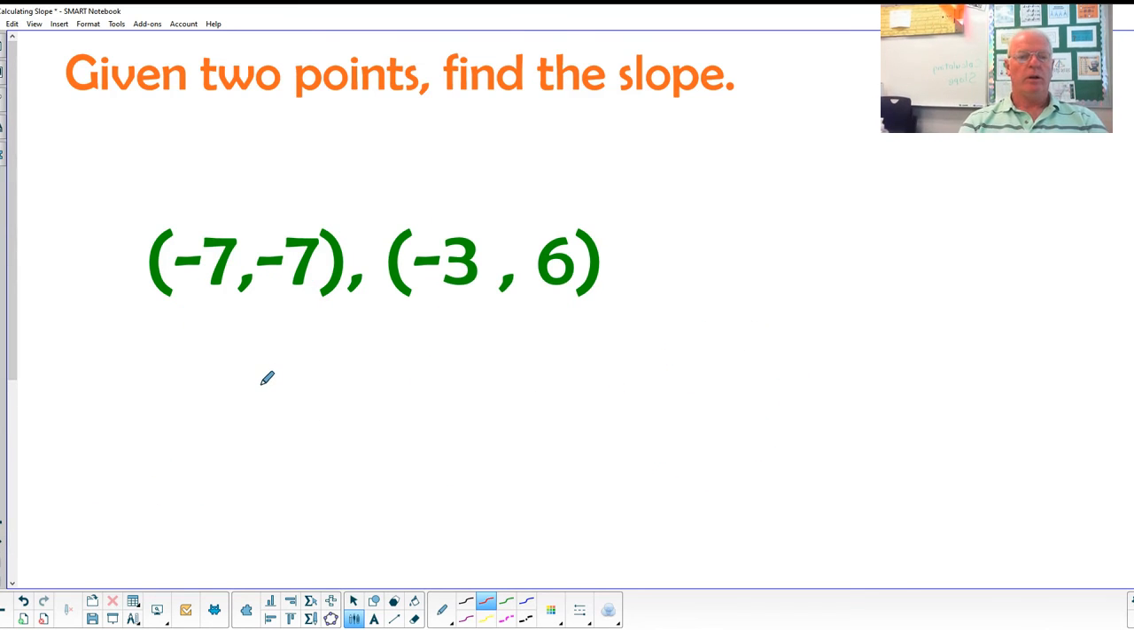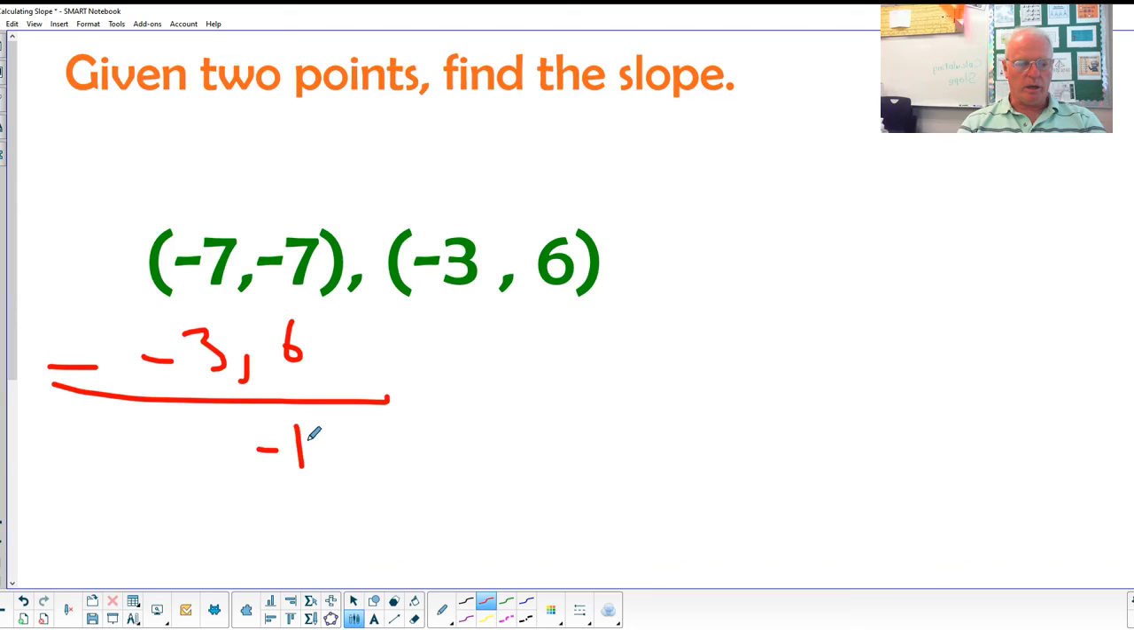Hey, that's pretty straightforward. Okay, let's do the stack them and subtract them on this one. So we'll call this our first point. Let's put negative 3 here and 6 here. We're going to subtract our points. So negative 7 minus 6. What's negative 7 minus 6? Well, that's negative 13. And negative 7 minus negative 3 would be the same as negative 7 plus 3. So that's negative 4. So this number goes on the bottom. The change in x goes on the bottom, and the change in y goes on the top.